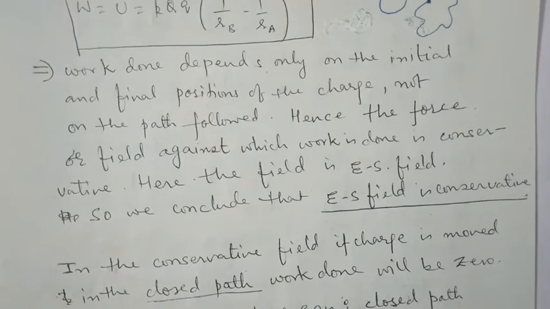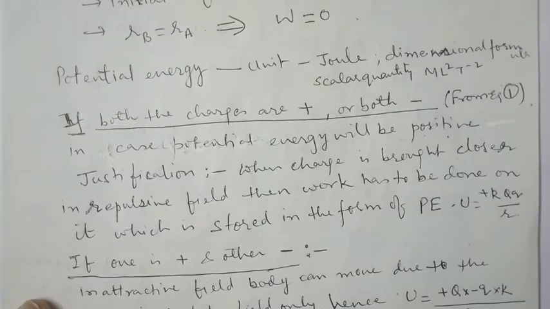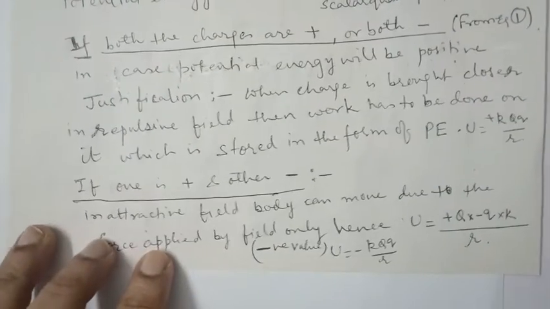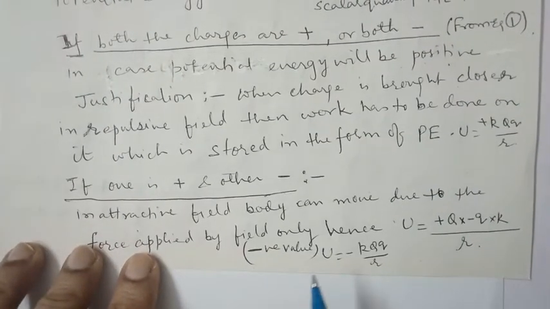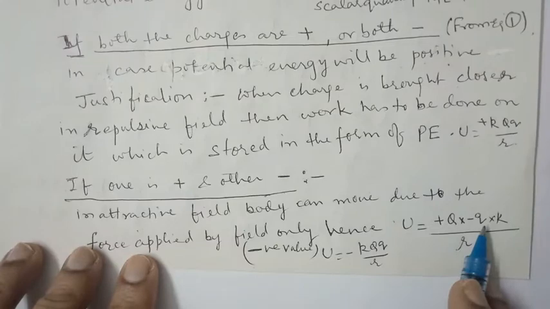But if one is positive and another is negative, that means the two will have attraction. So there is no external force needed to do the work. Under their own attractive field, they can move. And hence, if there is a negative term, meaning the potential energy is negative, it is not actually stored. It was originally there in the system, and by movement that energy is being utilized. So it is negative over here, when one charge is positive and another charge is negative.